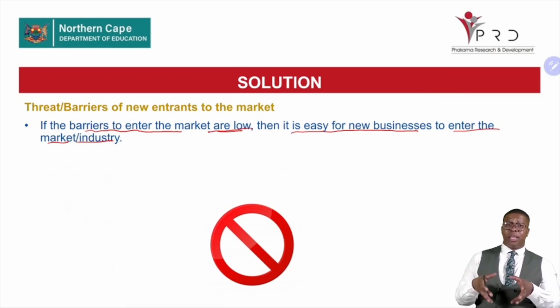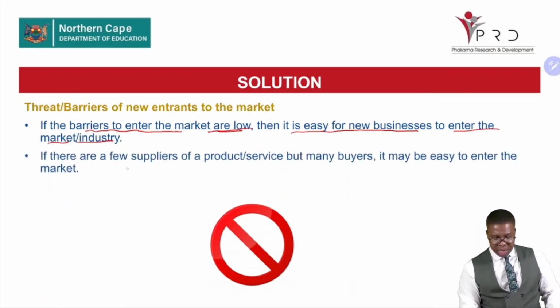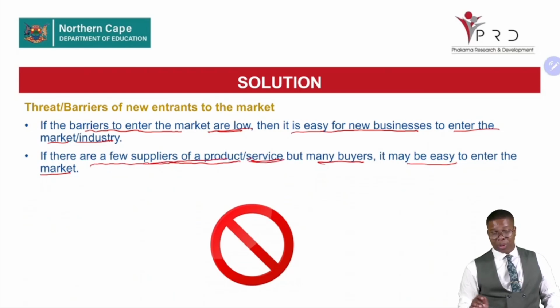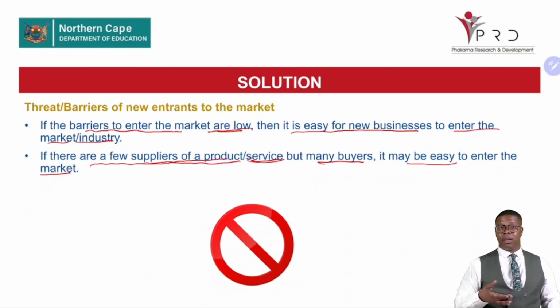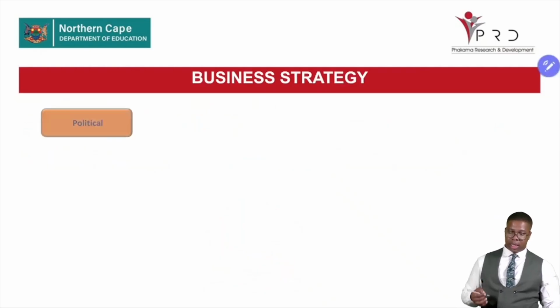So the business should then look into the market they are selling in and check if it is easy for other businesses to start selling. And then if there are few suppliers of a product or service, but many buyers, it may be easy to enter the market. So this is another aspect that can lead to new suppliers or new sellers. Few suppliers meaning few sellers, and many buyers, it might be easy for a new seller to start selling.